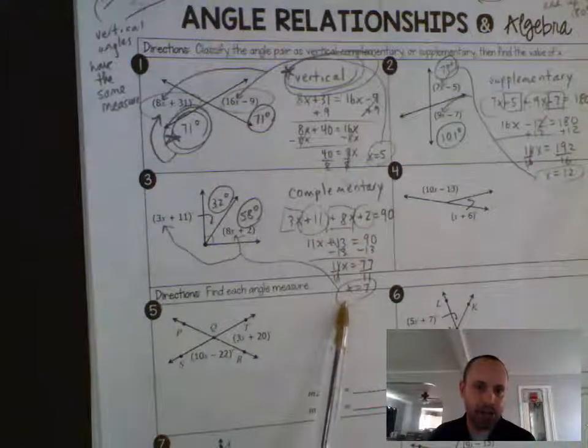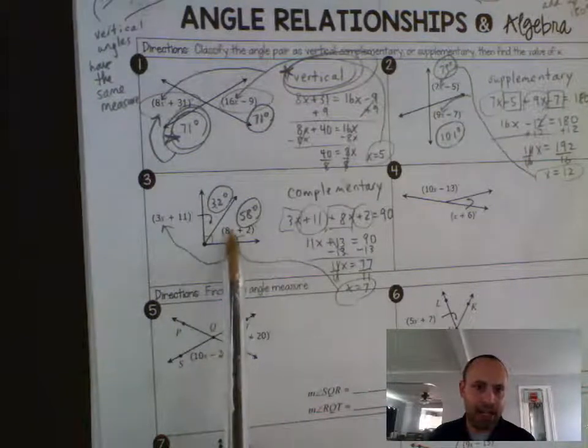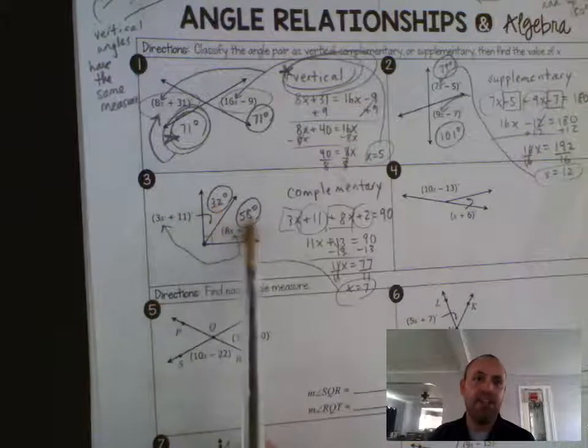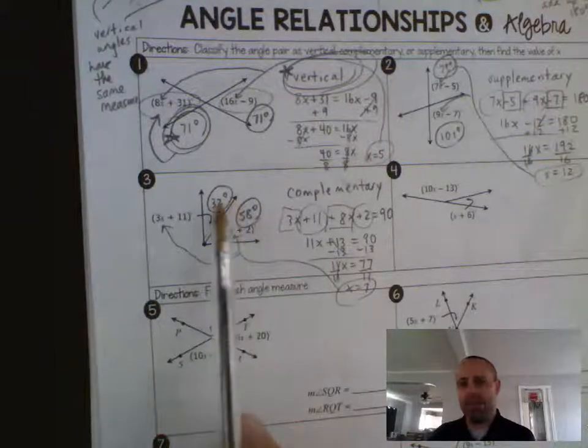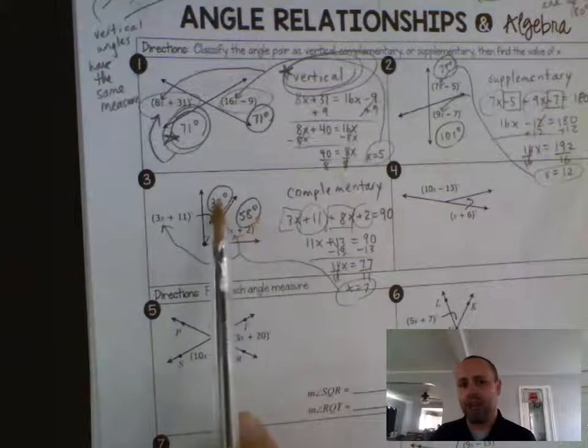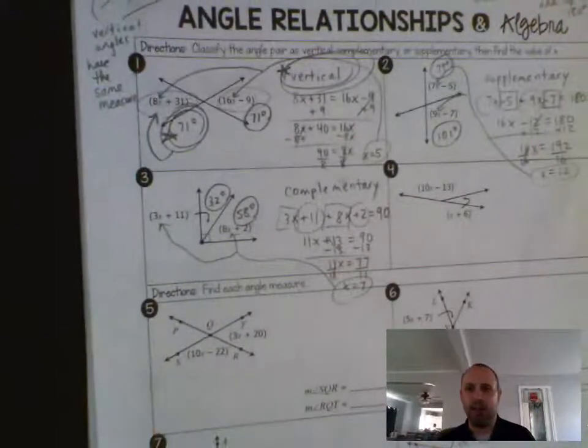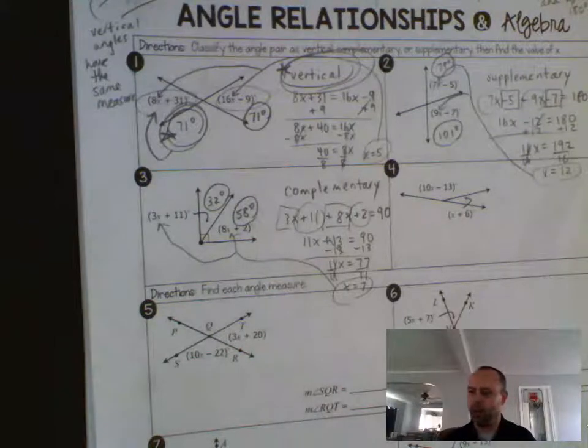Once you get x equals 7, you plug it back in here and also here, and you'll be able to find how many degrees this is and how many degrees that is. If you did it correctly, when you add up this one and this one, it should equal 90. If you need to, you can pause the video and look at my work.